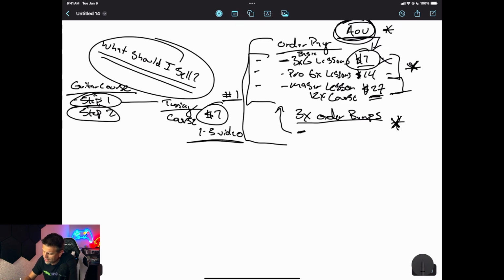Let's stay on the same page here. If we're selling these guitar lessons, what would be a good order bump? Well, we could sell an e-commerce product. If we wanted to really switch the game up, we could sell like 3 picks. You get these 3 custom picks or whatever it may be, and that's another $7. They get 3 picks for $7, and then you ship them to them or something.